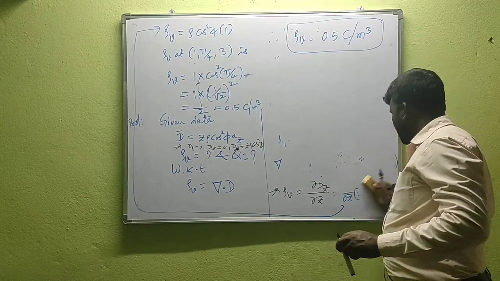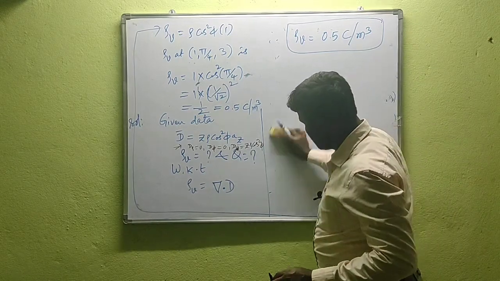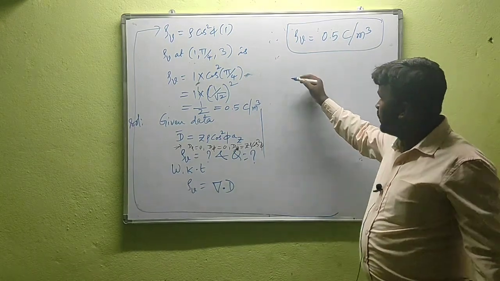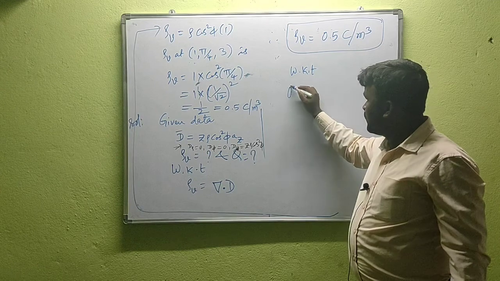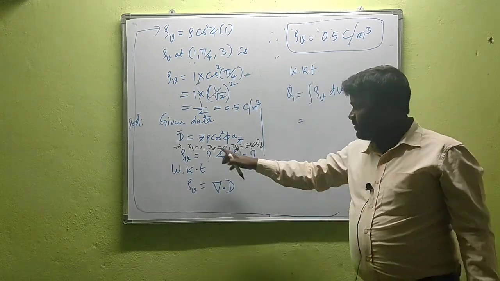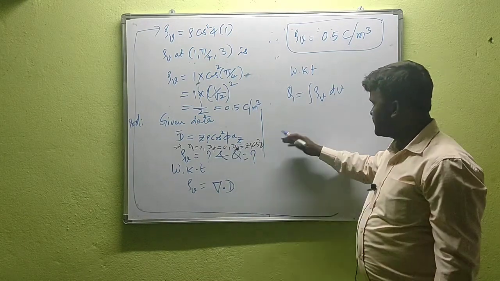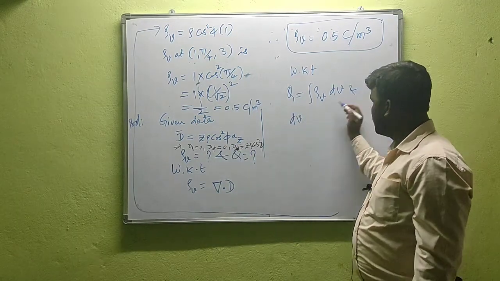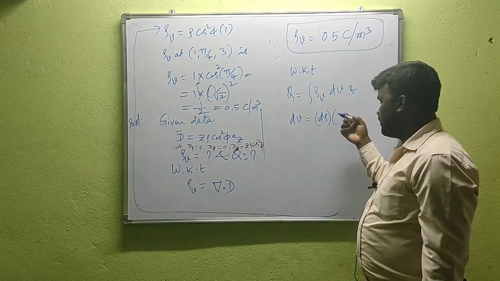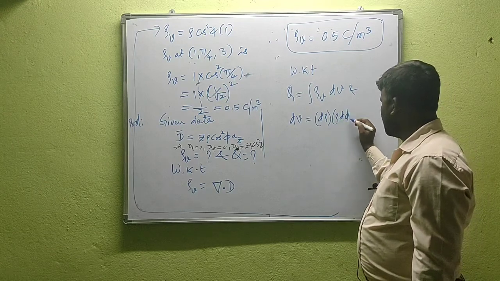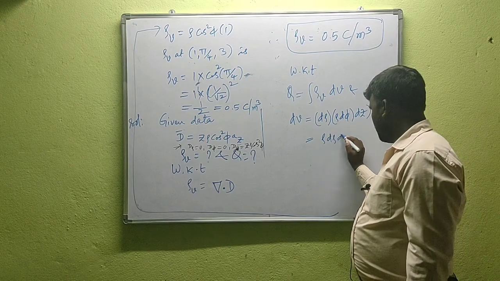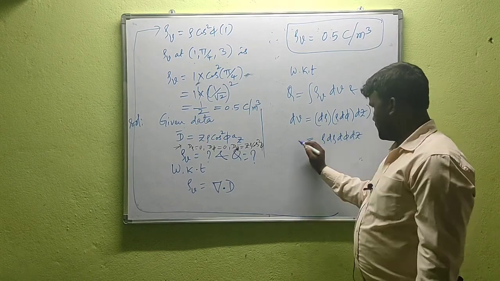And they asked another thing: the charge enclosed by that cylinder with radius 1 meter, with z varying from -2 to +2. We know that Q equals the integral of rho v dv. Since this is given in the cylindrical coordinate system, what is dv? The differential element along rho direction is d rho, along phi it is rho d phi, along z it is dz. If I multiply these, we get rho d rho d phi dz. So this is the dv.